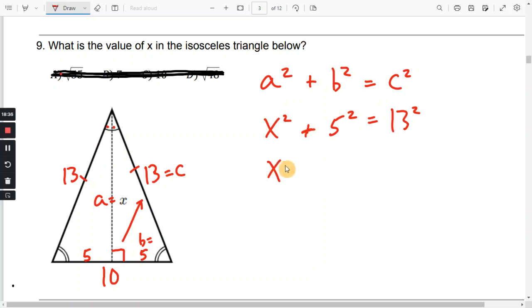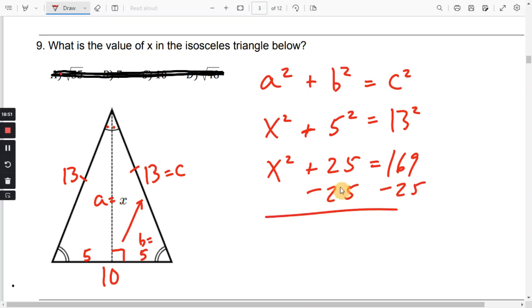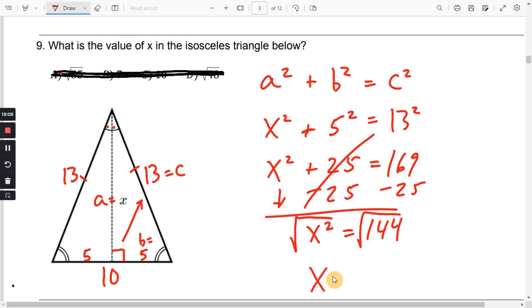So we have x squared plus 25, since 5 times 5 is 25, equals 169, since 13 times 13 is 169. Solving for x squared, the opposite of plus 25 is minus 25. You want to do that to both sides, and it cancels here. Bring down your x squared. 169 minus 25 is 144. The opposite of squaring something is to take the square root. So the square root of x squared is x, and the square root of 144 is 12. So that's this height right in here. That's going to be 12.